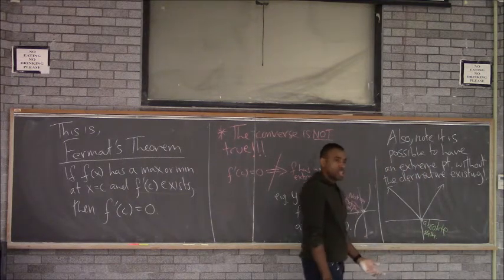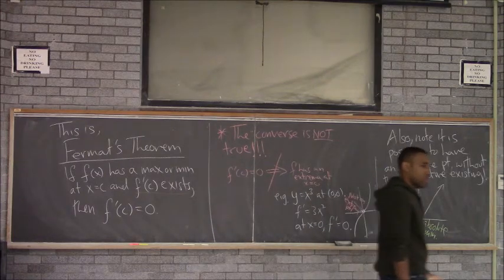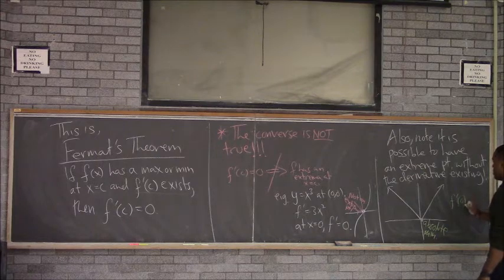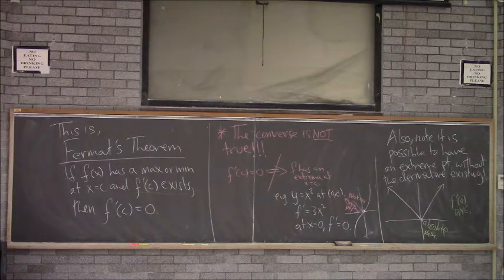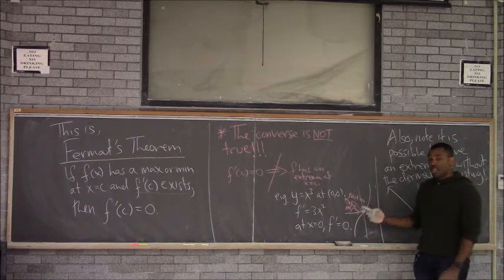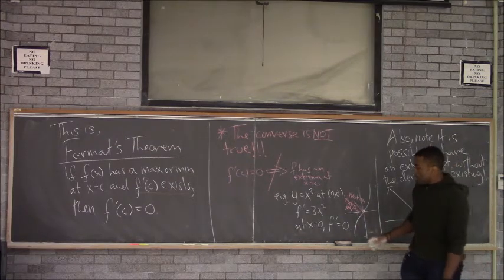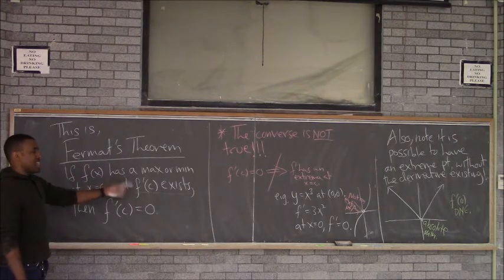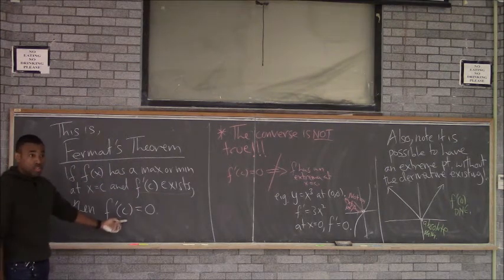F prime does not exist at the origin. We actually proved that the derivative limit does not exist at the sharp corners. F prime of 0 does not exist. So, just because you can't actually do calculus doesn't mean you don't have a max or min. And just because you can do calculus and you get the derivative of 0 doesn't mean you have a max or a min. But it works the other way. If there's a max or min and you can do calculus, the derivative has to be 0.